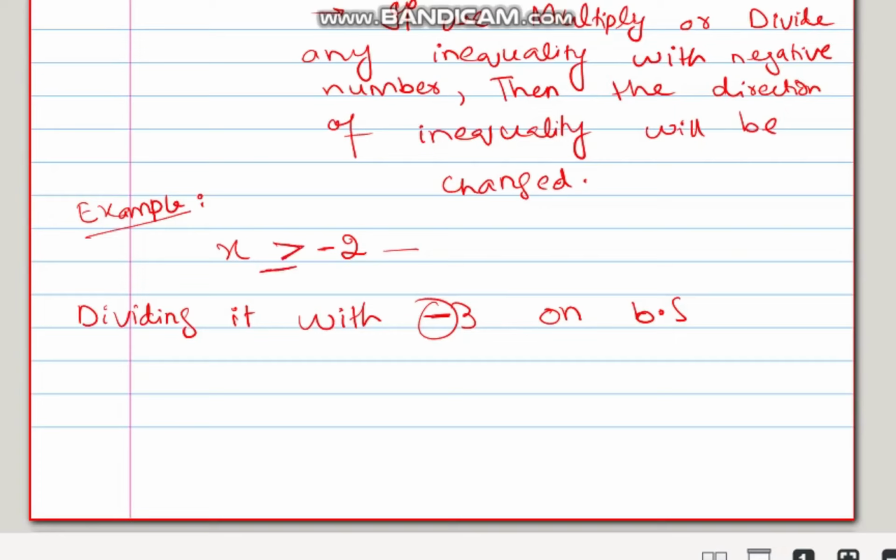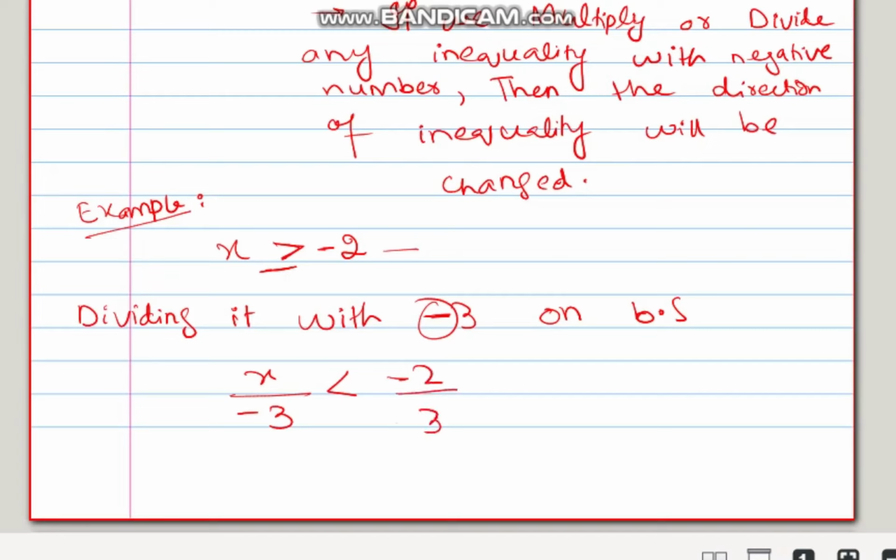Okay, let's see this. For example, I will divide by minus 3. I am writing x and dividing it by minus 3. So this sign, x is greater than, now becomes x is smaller than. Yes, the sign is basically reversed. Minus 2 divided by minus 3.